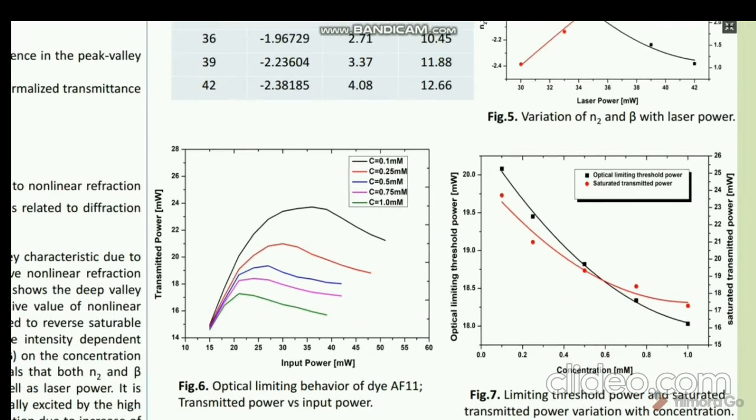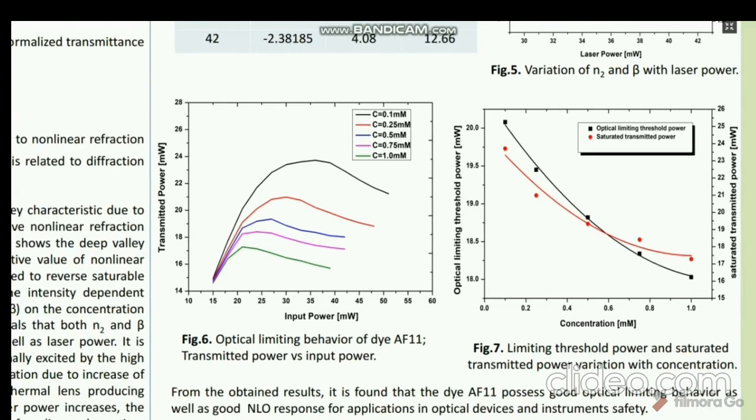Furthermore, the optical limiting nature of the dye AF11 is observed in terms of output and input power. We measured the optical limiting parameters for various concentrations. Graph 7 reveals that the optical limiting threshold and saturation power decrease with an increase of concentration. So, this is due to the higher optical nonlinearity at higher concentration as well as at higher power.